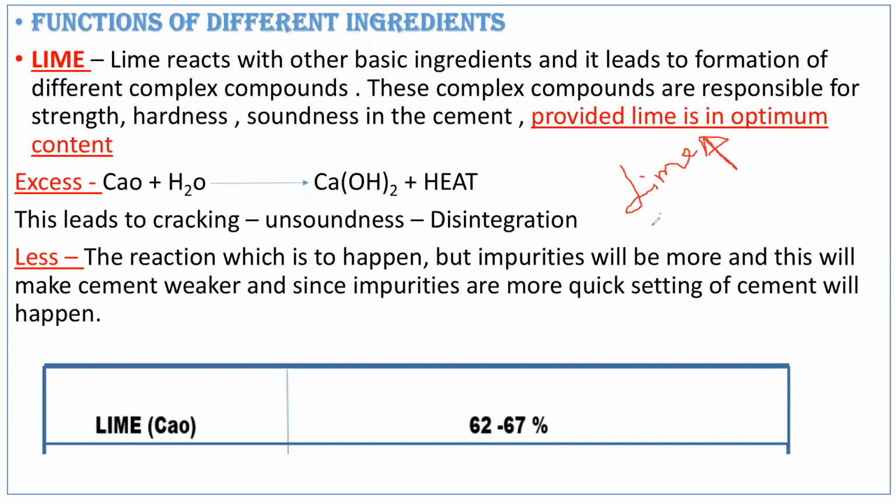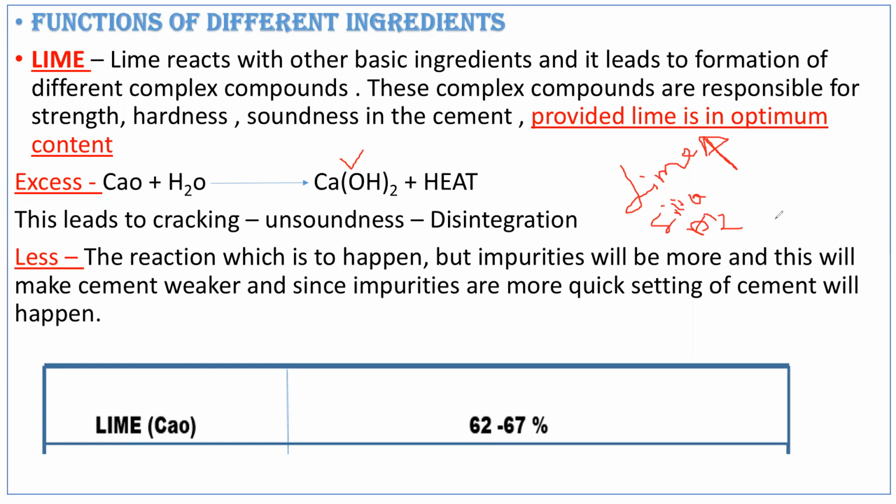The basic ingredients are like silica, right? This lime will react with silica, lime will react with alumina and all. And whatever lime which is not reacted, what will happen? The moment it gets water, it will start to form this particular reaction, and as a result of that, calcium hydroxide and heat is evolved.